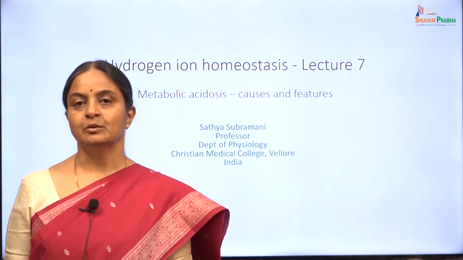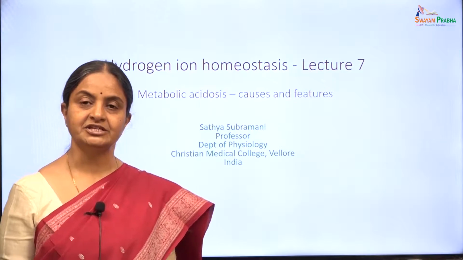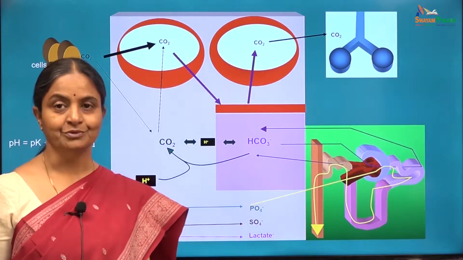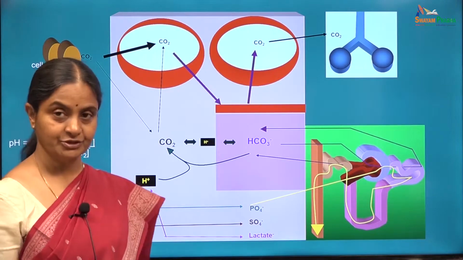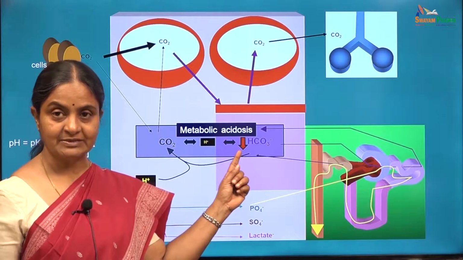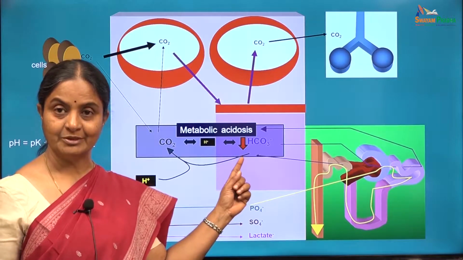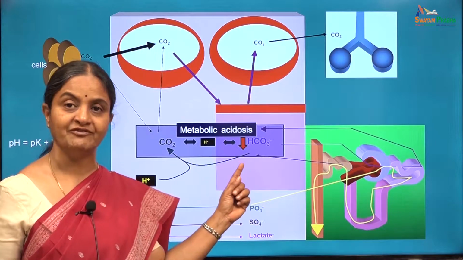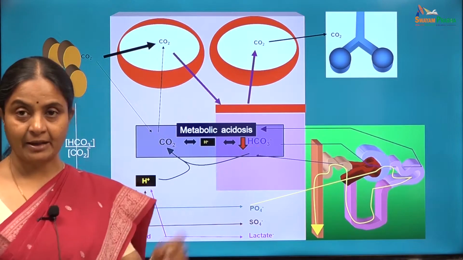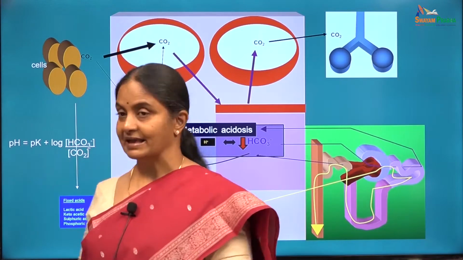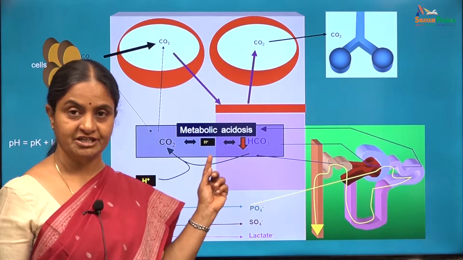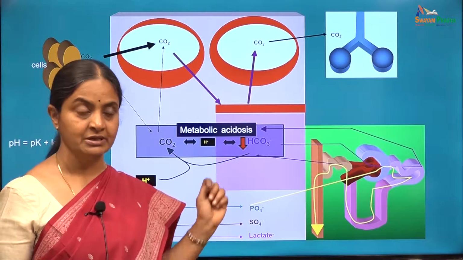In this session, we will consider causes and features of metabolic acidosis, broad mechanisms leading to the condition called metabolic acidosis. This term refers to a reduction in plasma bicarbonate concentration from its normal value of 22 to 25 milliequivalents per liter. Any reduction in plasma bicarbonate, as per the Henderson-Hasselbalch equation, will lead to an increase in hydrogen ion concentration in plasma and therefore acidosis.